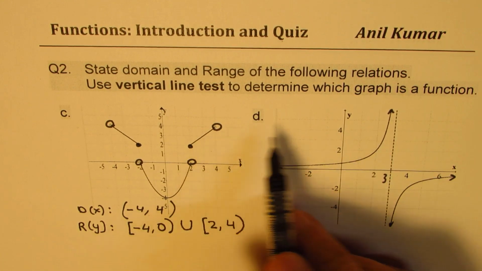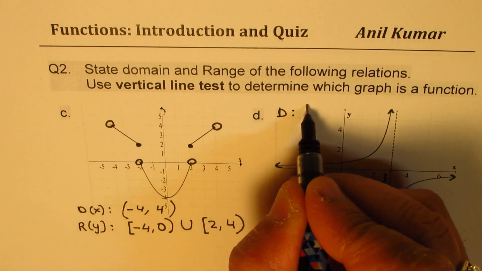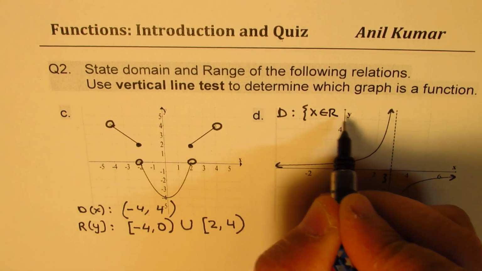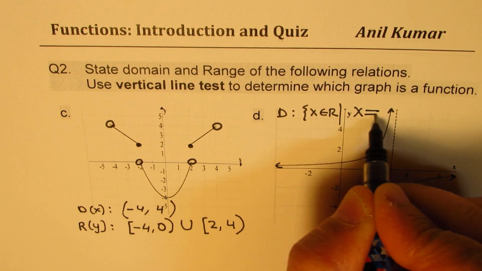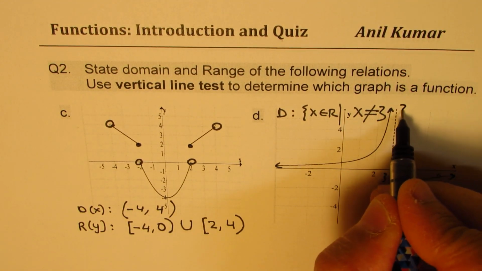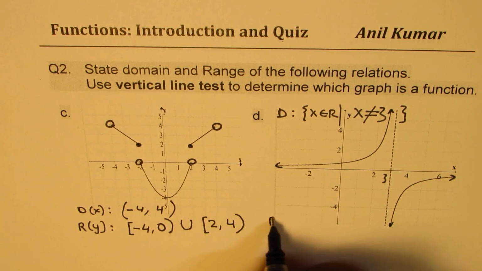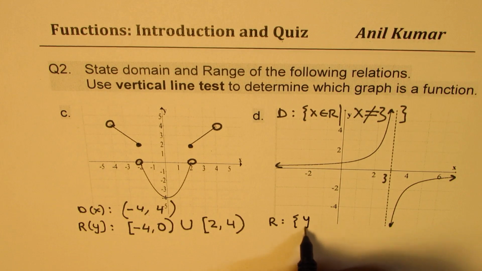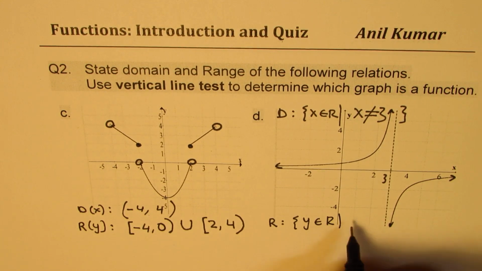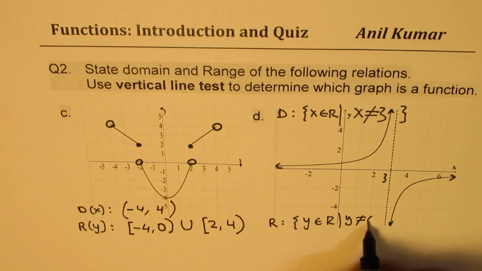For the next one here, which is D, the domain can be written as x belongs to real numbers, where x is not equal to some value, which is 3 for us. So it's not equal to 3. Is that clear to you? As far as the range is concerned, I can write range is y belongs to real numbers where y is not equal to 0, right? So y is not equal to 0.